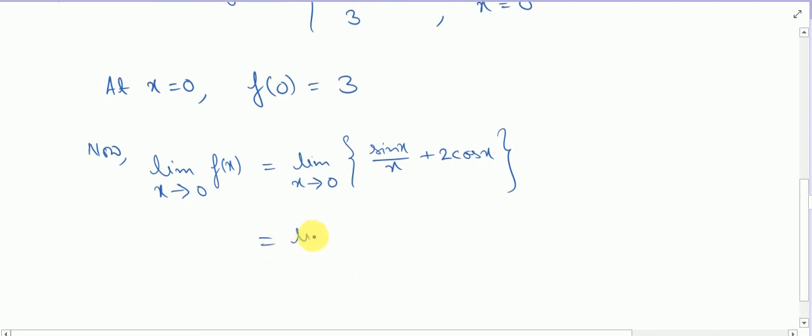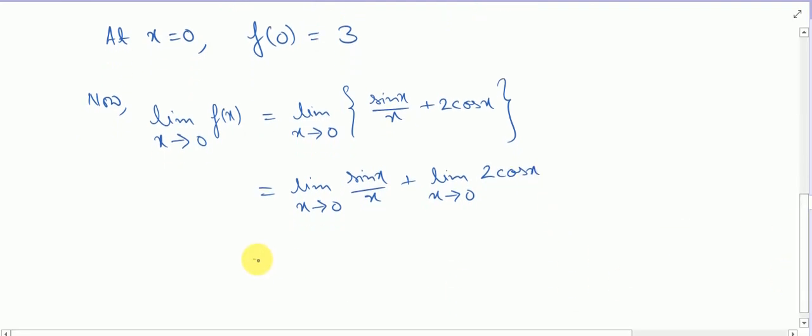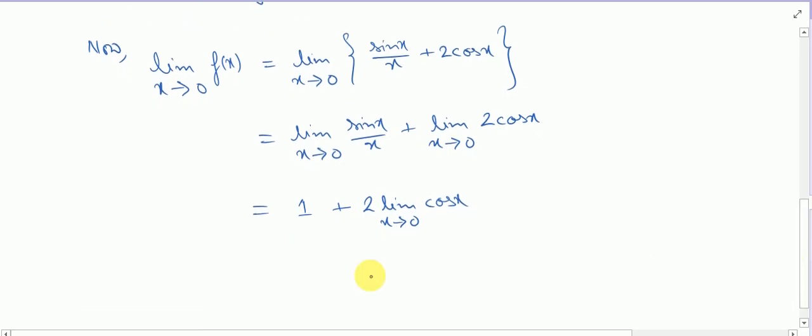Now this can be written as limit x tends to 0 sin x upon x plus limit x tends to 0 2 times cos x. In class 11 you have learned that as x tends to 0, sin x upon x will be equal to 1. So this comes 1, and here 2 is a constant in multiplication with cos x, so I can take this out. Then I am left with limit x tends to 0 cos x. If you put x equal to 0, then cos 0 will be 1. It's well defined. So we get 1 plus 2 into 1, and that is 3.